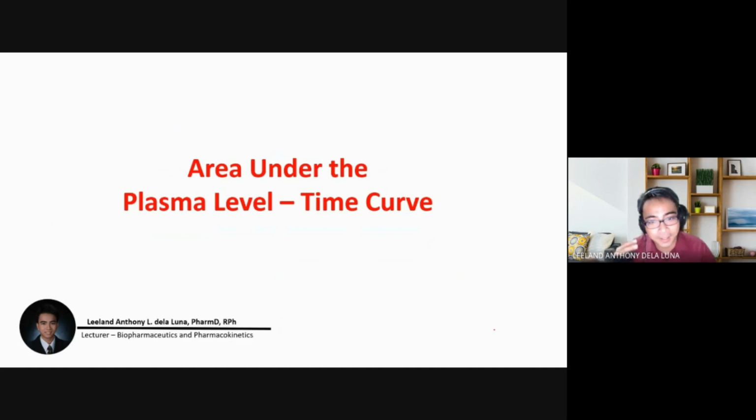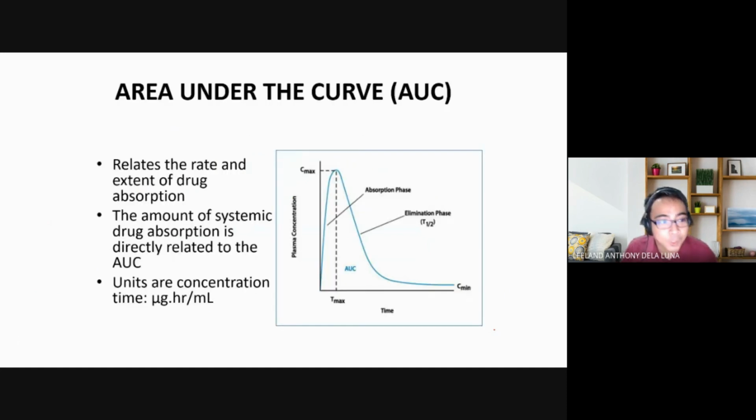Okay, ano yung data set na yun? That includes the plasma level time curve, obviously, or the plasma level time data sets. So, ano ang plasma concentration at a specific given time? Okay? So, why is it important, class, to determine AUC? Because AUC, class, relates both the rate and extent of drug absorption.